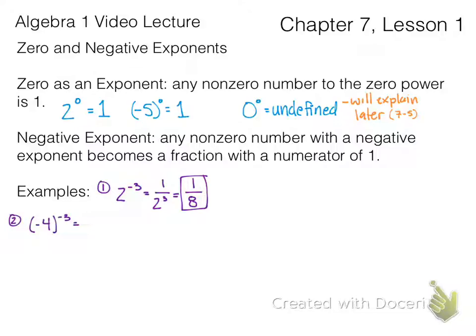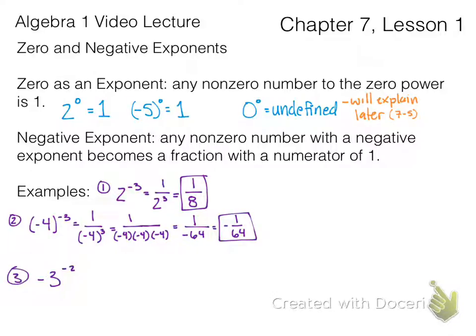Okay? All right, so let's say we have negative 4 to the negative third power. See how I have parentheses. That means that the negative 3 is going to affect the negative 4. So we're going to end up with 1 over negative 4 to the positive third power, because remember, when it moves, it becomes positive. And then we have 1 over negative 4 times negative 4 times negative 4, which is 1 over negative 64. So that's the answer.